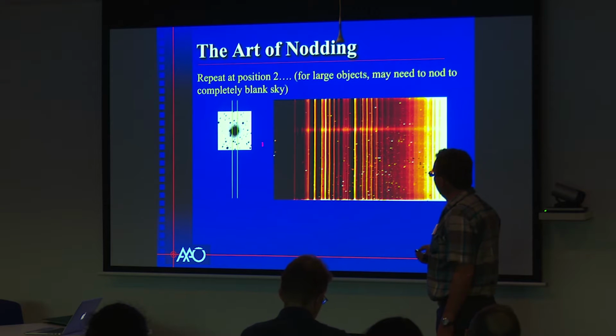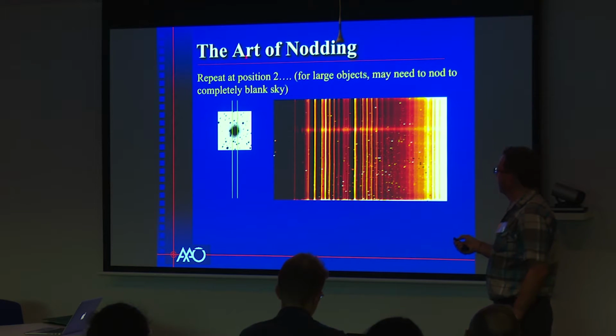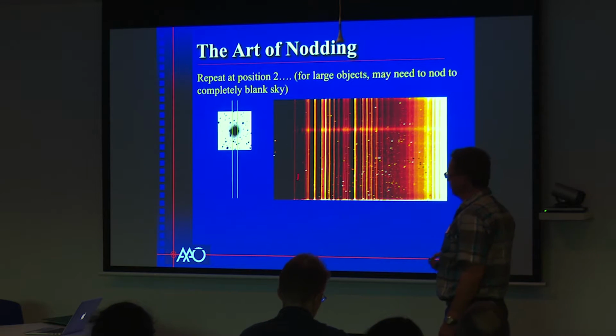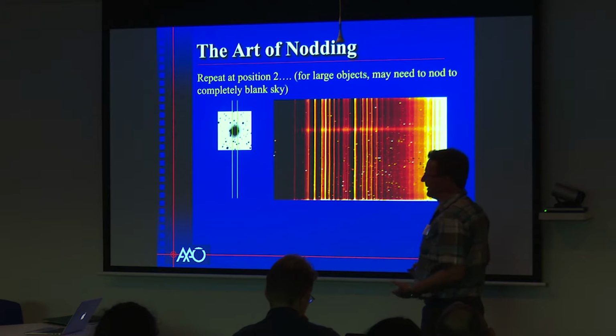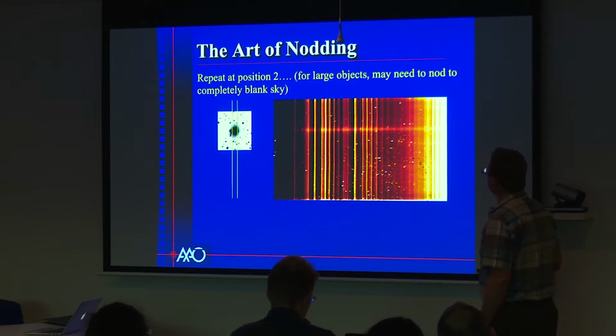Now, let's suppose that that galaxy, though, maybe was much, much larger. Here again, we might need to offset to a completely blank region of sky in order to get clean sampling of the object, because if the galaxy was too big and we simply subtracted the two, you'd be subtracting part of the galaxy from itself, and that would not be very useful.